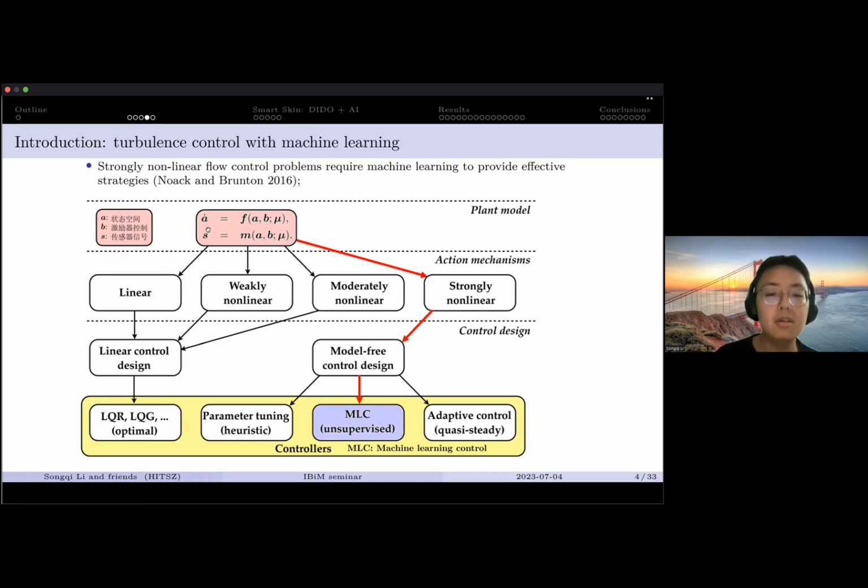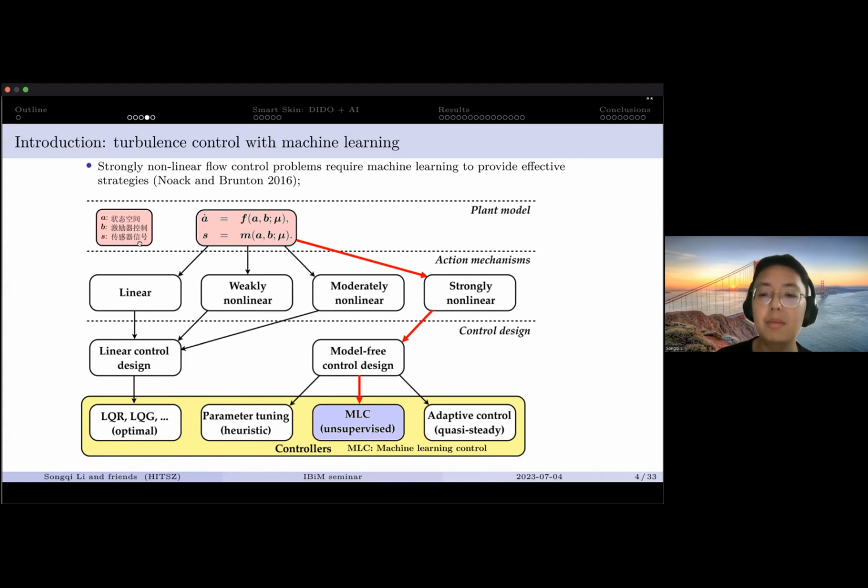For the plant model, this is just a dynamical model of the flow control plant, or any control plant. This figure is from Noack and Brunton, 2016, Annual Review of Fluid Mechanics. Here A is the state space, B is the actuation, and S is the sensor signals. So we model this as a dynamical system, and there are different ways to tackle the dynamical system control problem, depending on the linearity of the plant.